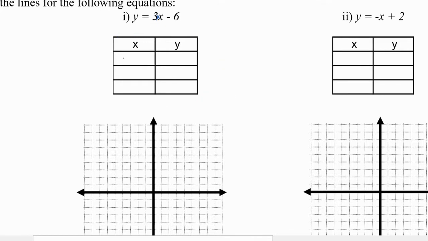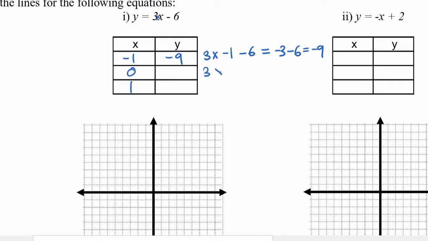Say your x is -1, 0 and 1, and you're going to find the y value. You can use other numbers, but I'm just going to choose easy numbers. So -1, 0, and 1. Plugging -1 into x, that is 3 times -1 minus 6. Then 3 times -1 is -3 minus 6, so that is -9.